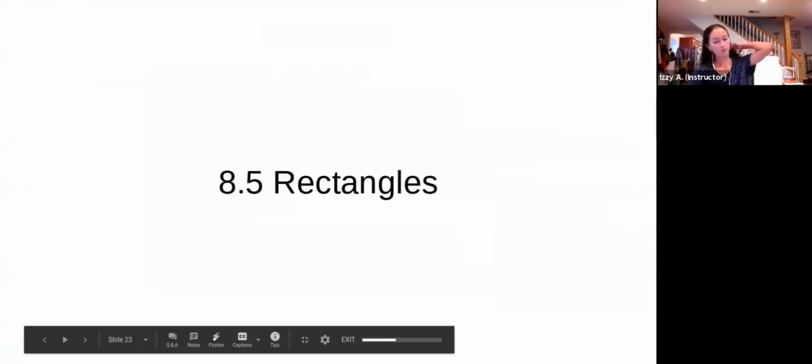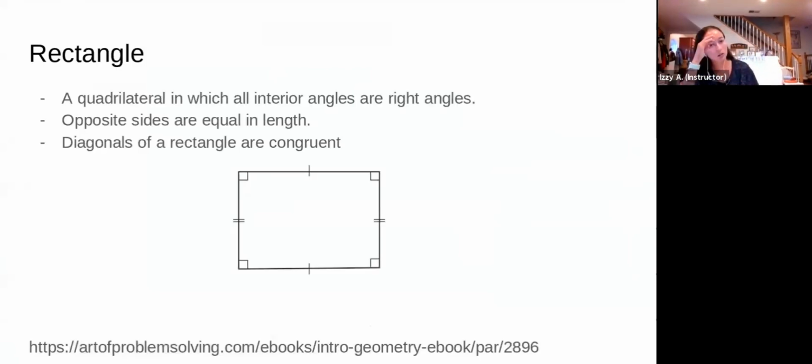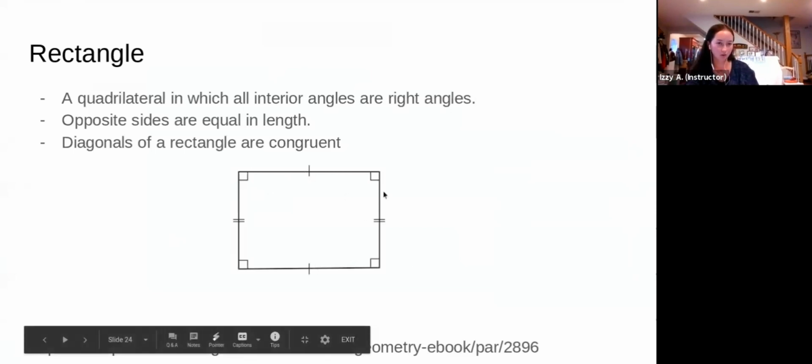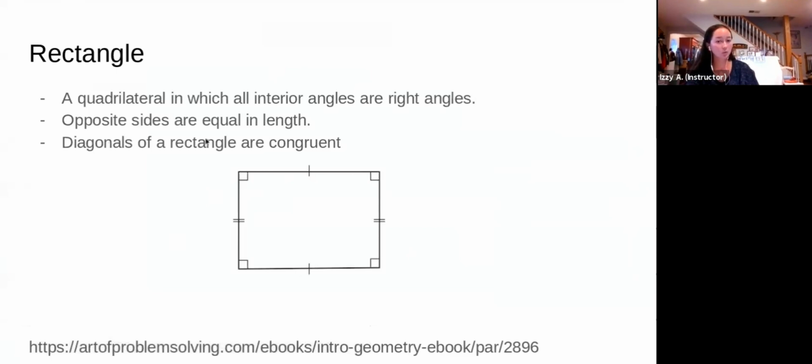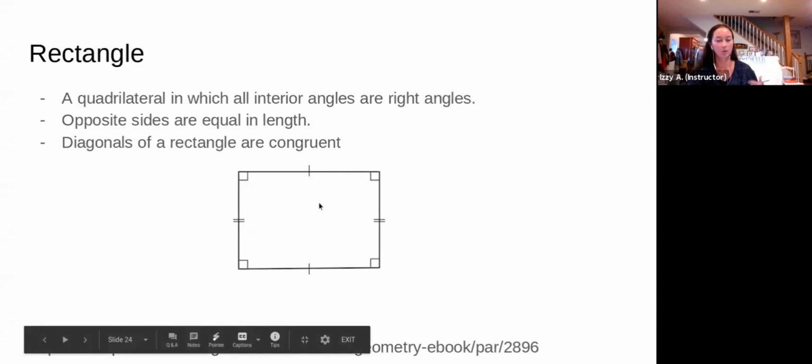Okay, so next we're going to learn about rectangles. A rectangle is a quadrilateral in which all interior angles are right angles. So if you look at the image below, you can see that all the interior angles are right angles. And opposite sides are equal in length, so you can see that by the tick marks, the opposite sides are equal. And the diagonals of a rectangle are congruent. So if there were imaginary diagonals here, you can see that they would be congruent.